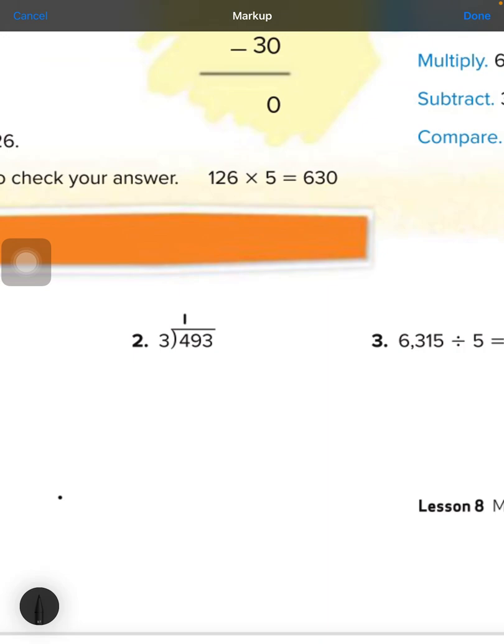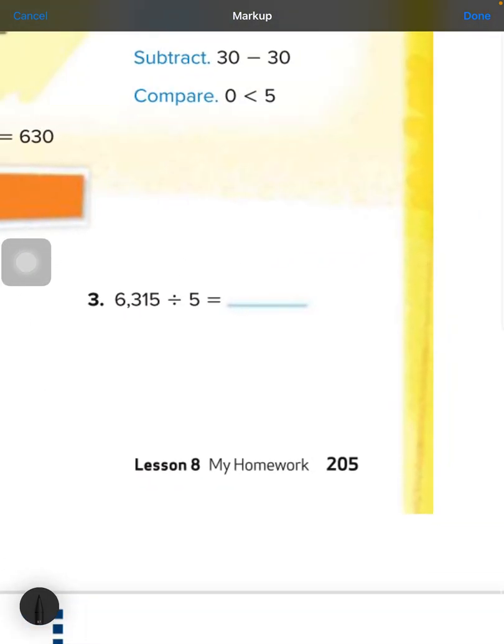Okay, number 2. 3 will go into 4 one time. 1 times 3 is 3. 4 minus 3 is 1. Bring down the 19. 3 will go into 19 at least 6 times because 6 times 3 is 18. 19 minus 18 is 1. Bring down the 3. 3 will go into 13 4 times. 4 times 3 is 12. 13 minus 12 is 1. We have a remainder 1. Well, almost as good as the first one.